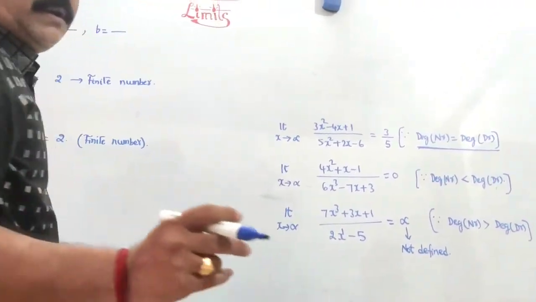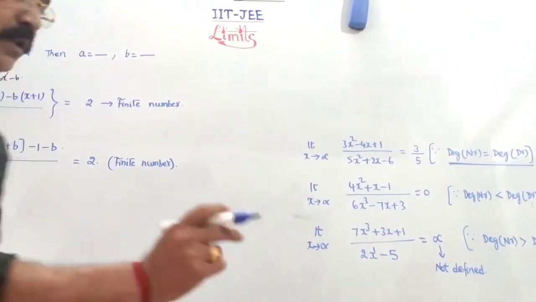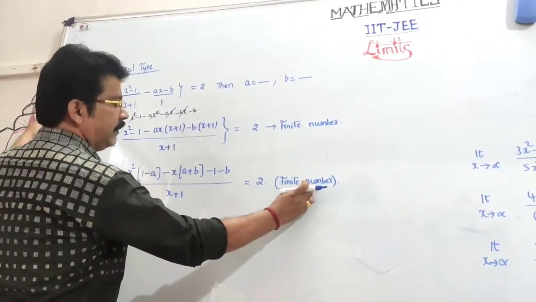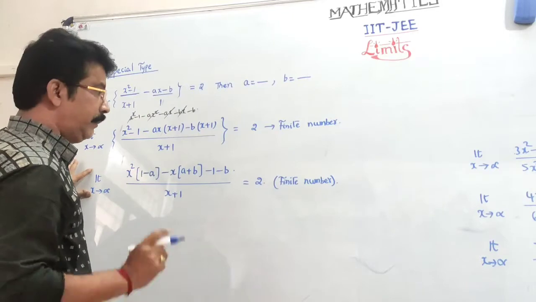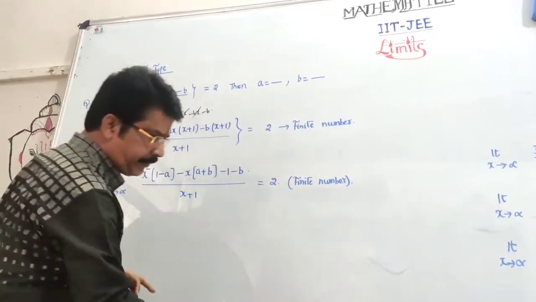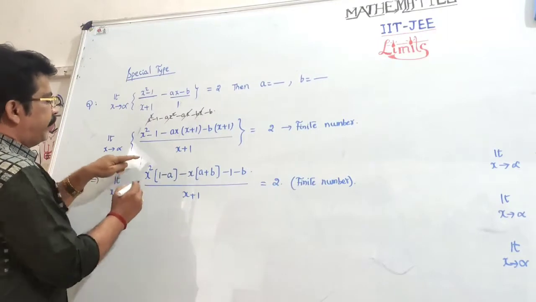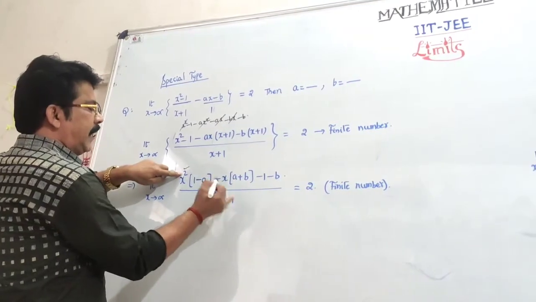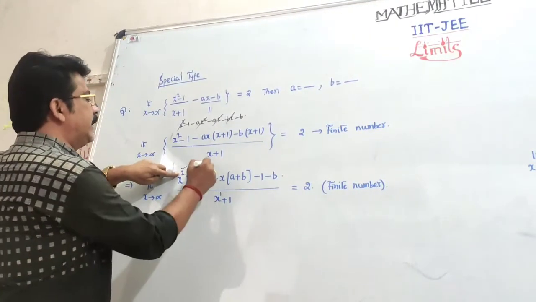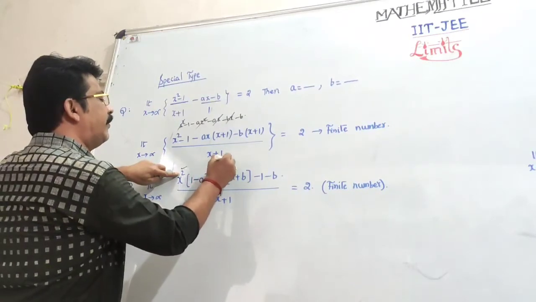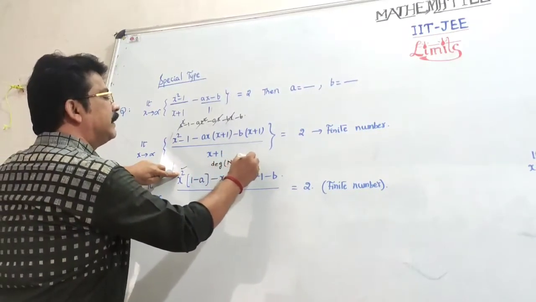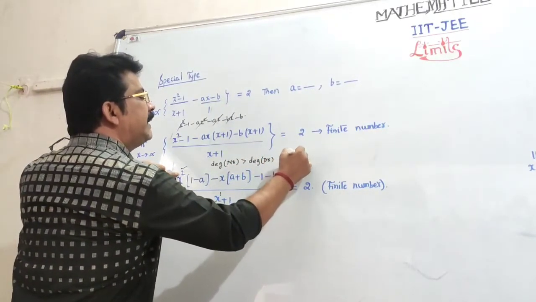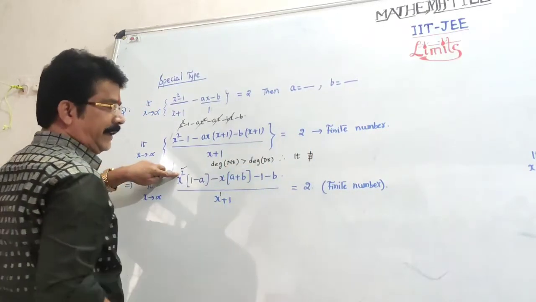So therefore we are using the same concept here. You come here. The final answer is a finite number. 2 is a finite number, means the limit exists. But what is happening here? The highest degree of numerator is 2. Here the highest degree of denominator is 1. So therefore this is the case, the degree of numerator is greater than the degree of denominator. Hence the limit does not exist. We can say like that.